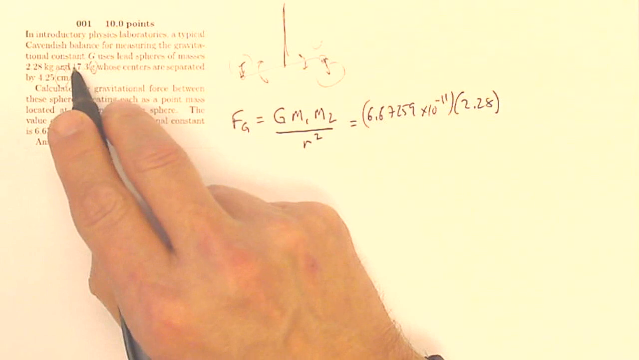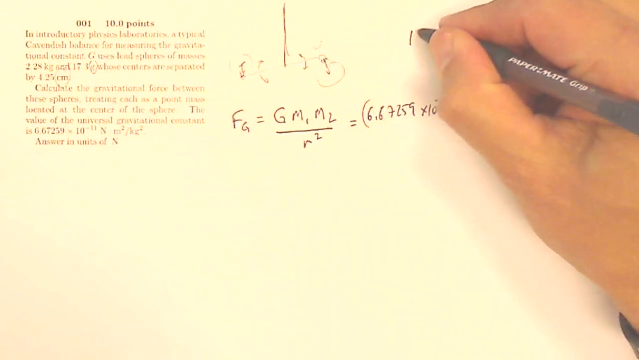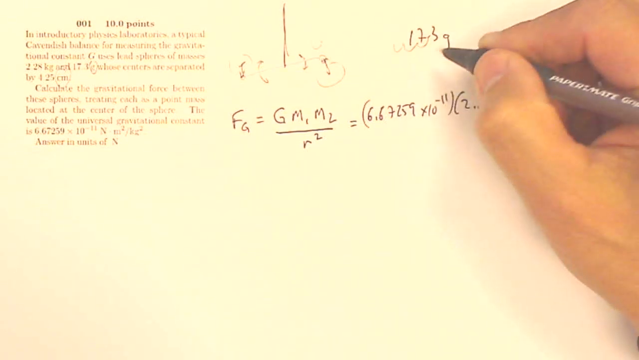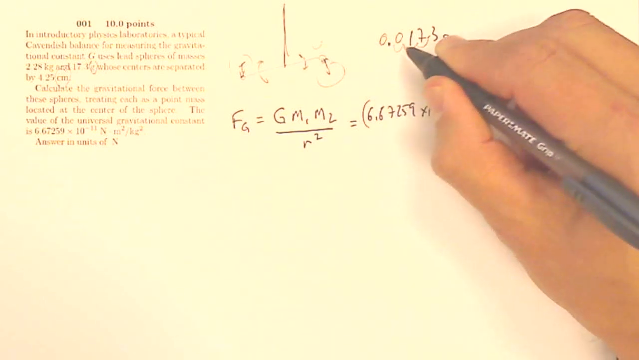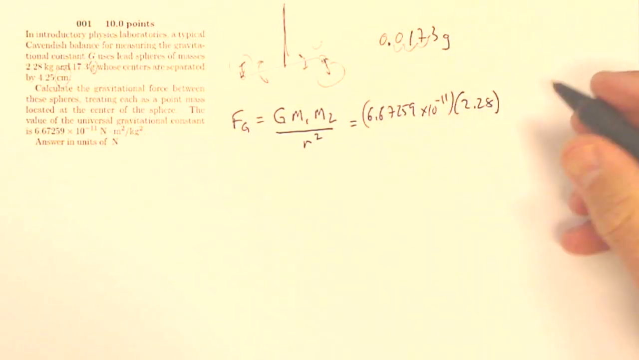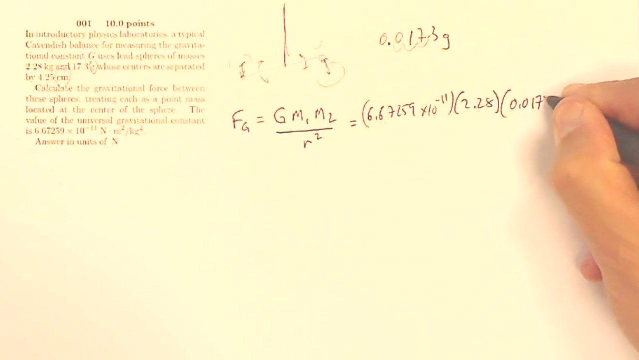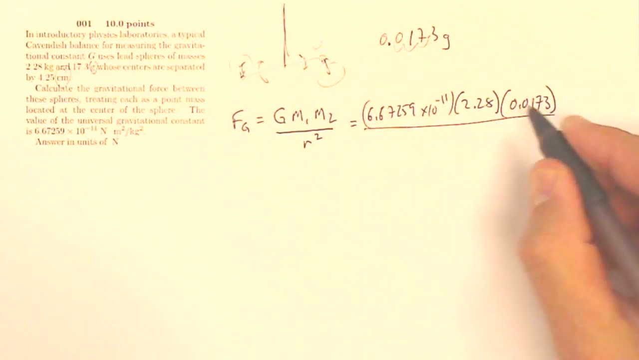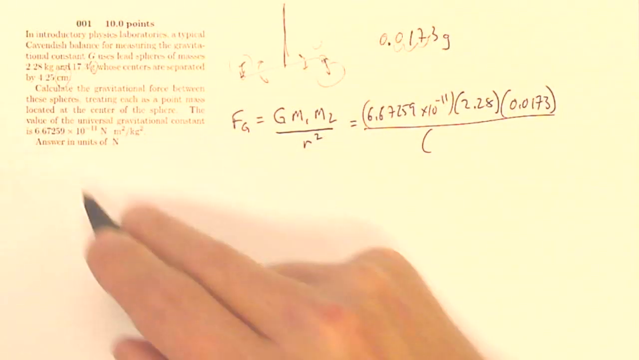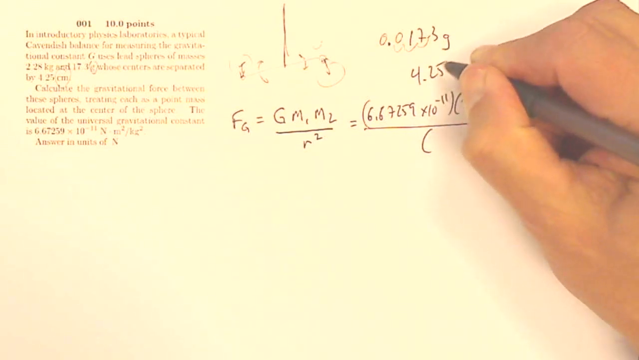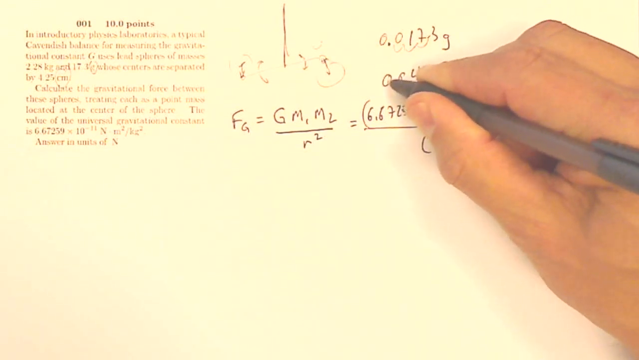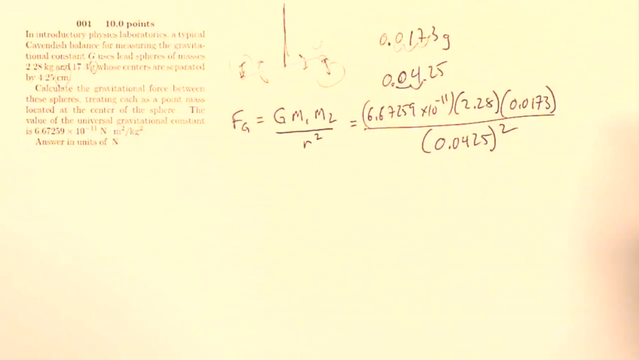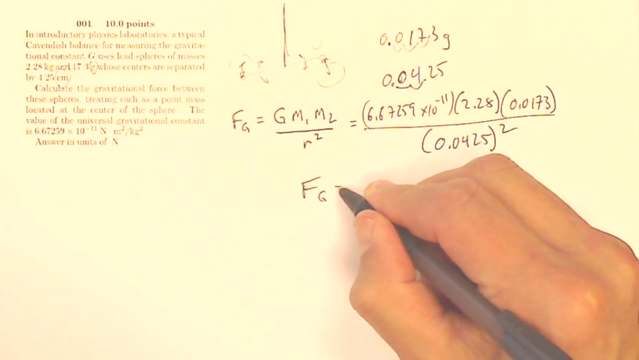And my second mass is 17.3 grams. So let's see, to get 17.3 grams to kilograms, that's a factor of three decimal places, so that's going to be 0.0173 kilograms. And the distance is 4.25 centimeters, so I'm going to divide that by, let's see, 4.25 centimeters, that's a factor of 100, so 4.25, two decimal places, becomes 0.0425 squared. And that will give me the gravitational force between those two spheres.